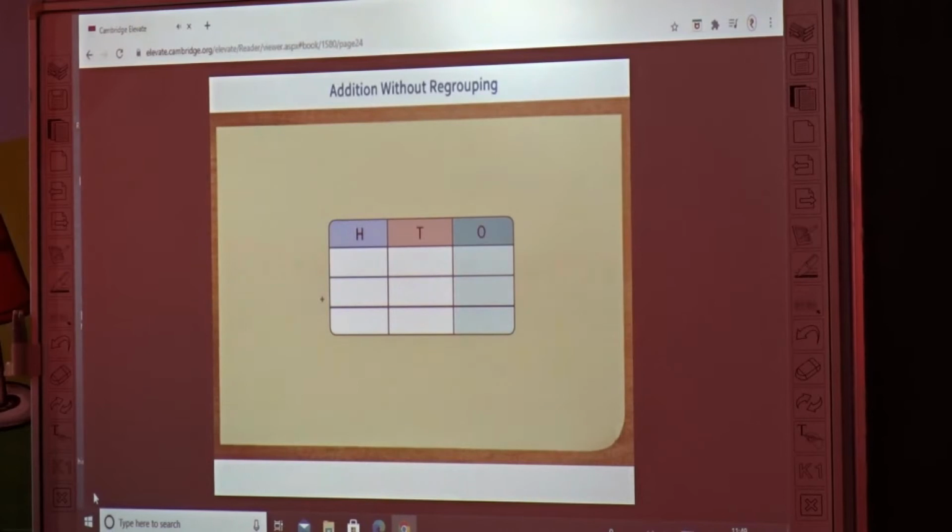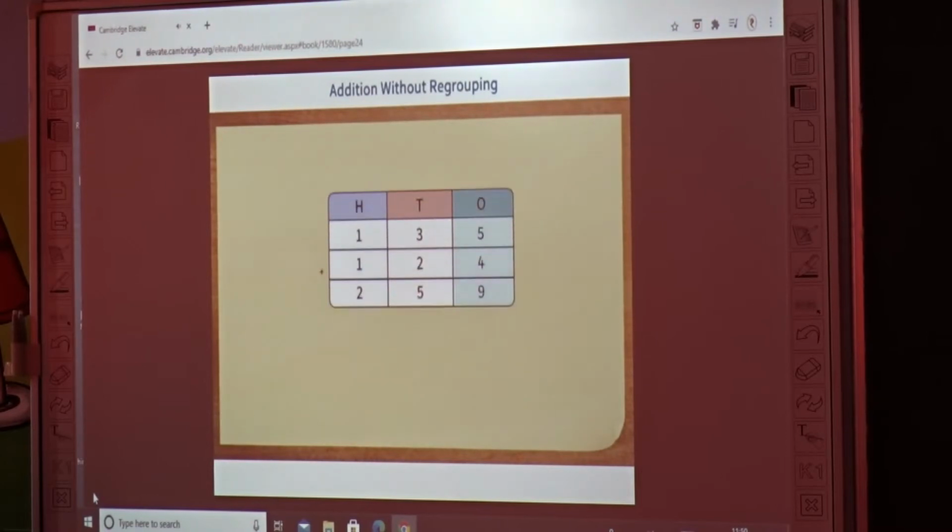Now let us add the three-digit numbers 135 and 124 without regrouping. Add the ones. 5 plus 4 is equal to 9. Add the tens. 3 plus 2 is equal to 5. Add the hundreds. 1 plus 1 is equal to 2. Thus, 135 plus 124 gives 259.